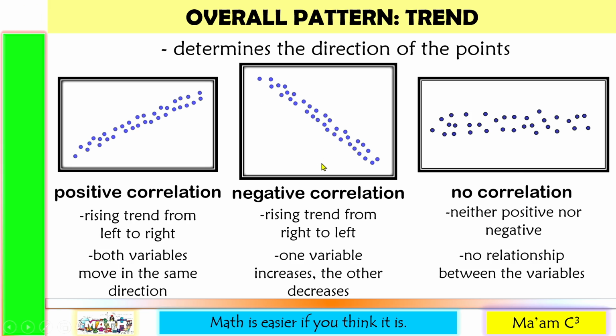This is somewhat similar to your lesson in slope of a line. If the line leans to the right, the slope is positive. If the line is leaning to the left, the slope is negative. And if you create a horizontal line, then the slope is 0.